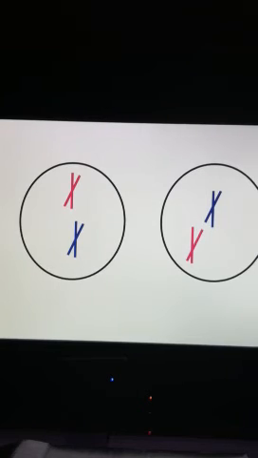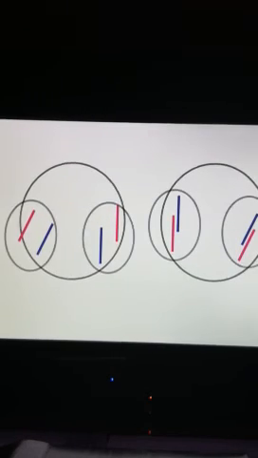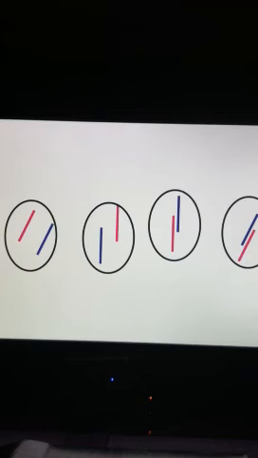So this is very similar to mitosis. At this point, the sister chromatids are all going to line up along the middle of the cells. And then we pull apart the sister chromatids. And then we end up with 4 cells. And each cell has only 2 chromosomes. We now have haploid cells.